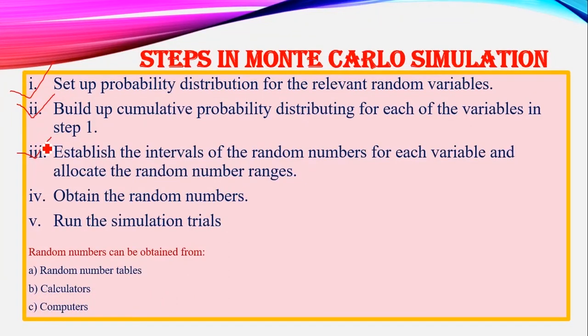That is, after you have gotten the random numbers, you have the probabilities. Now you're able to allocate the ranges. Then after allocating the ranges, you need to obtain the random numbers that you are going to use in the whole process. These random numbers can be obtained in various ways. You can get them from using random number tables. You can get them using the calculators, or you can use the computers. Later on in my other tutorial, I'm going to show you how to generate random numbers using the various devices.